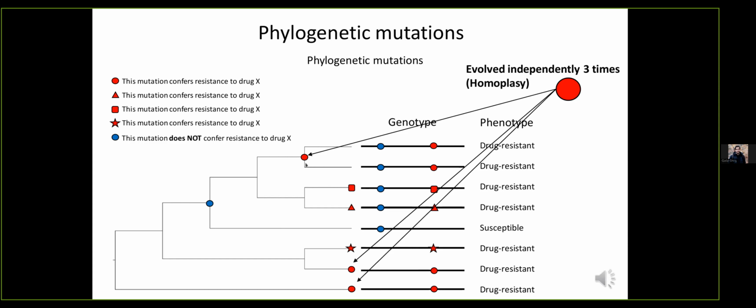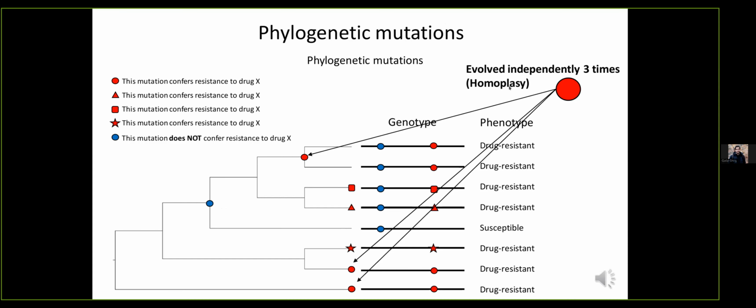And these, again, are as opposed to phylogenetic mutations. They can happen for many different reasons, but we observe them many times in strains not because they happen many times independently, not because they are selected for many times, but because strains carrying this mutation are descending from the same ancestor.